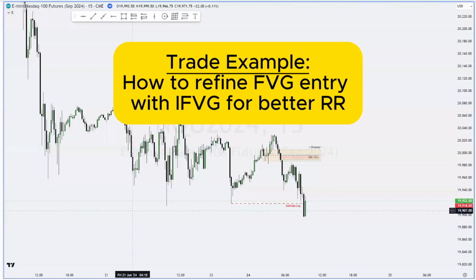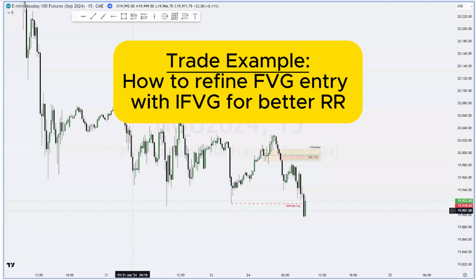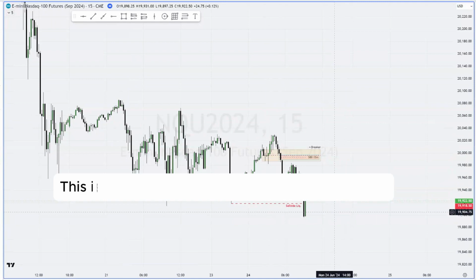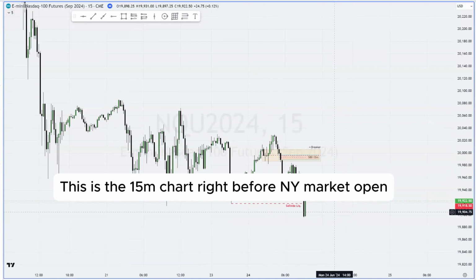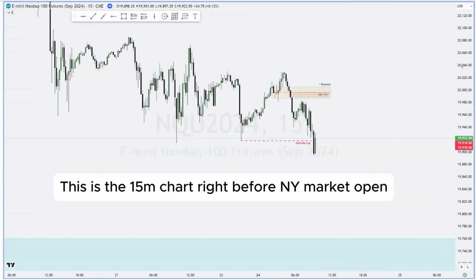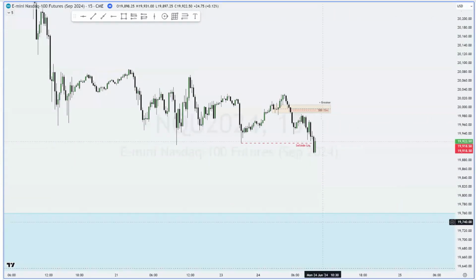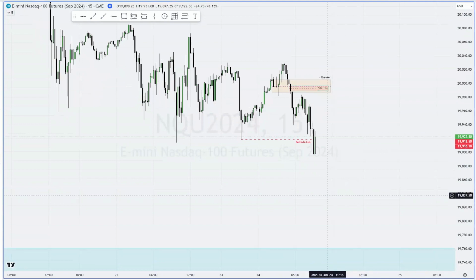Today I want to walk you through a trade that I took yesterday. What we're seeing right now is a 15-minute chart of NQ from yesterday, and the narrative was pretty simple. We had a movement down, we had a big BC down below us that was our drawn liquidity, and our narrative was short.